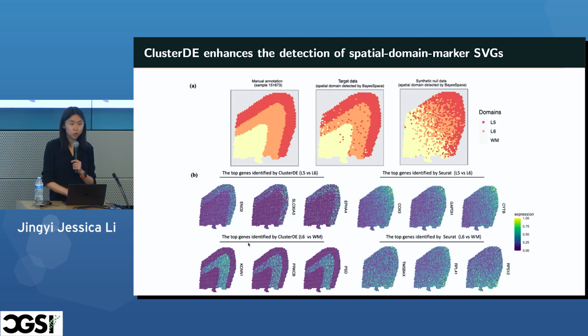Then if we use this negative control, what do we have? This is the result. Using this approach, you can see that the marker genes we detect, even though we are using an existing pipeline but just adding a negative control, are more obvious marker genes compared to what you find if you don't do the negative control. You do the standard spatial clustering or domain identification followed by DE. You may get genes like this. Their expression boundaries are not as clear as the ones we found.